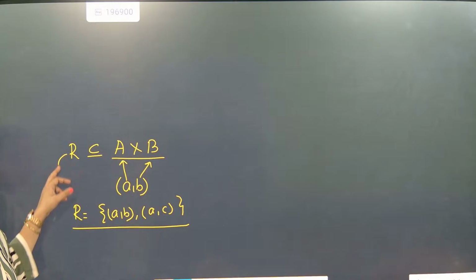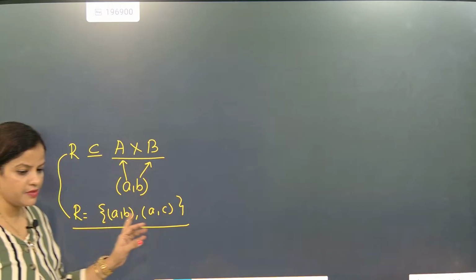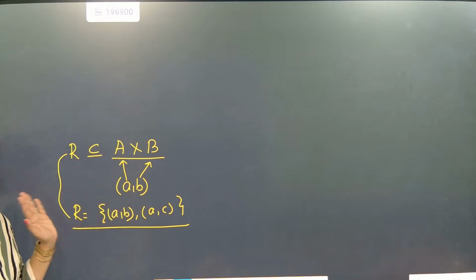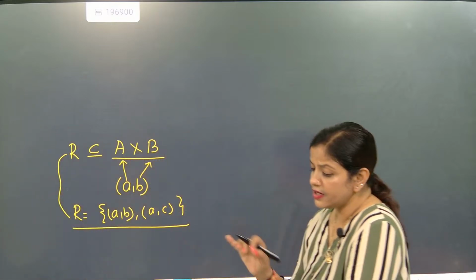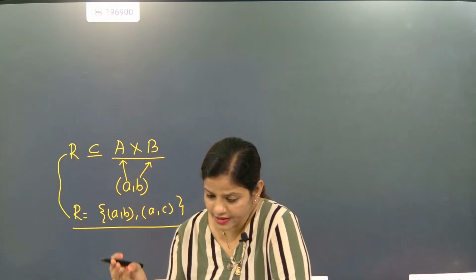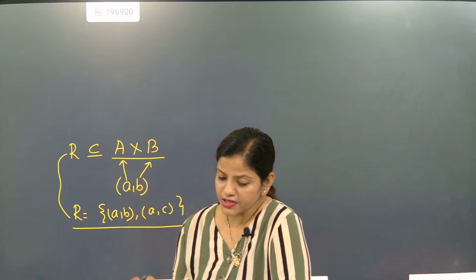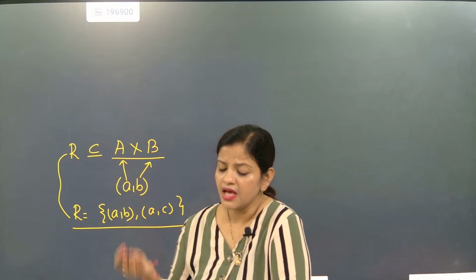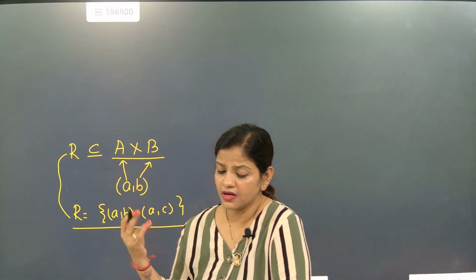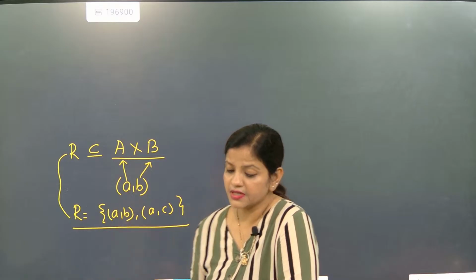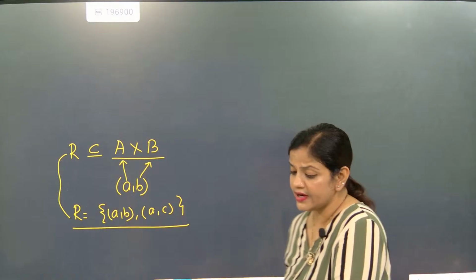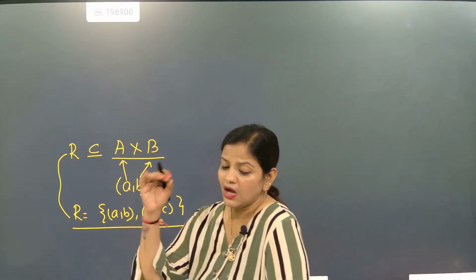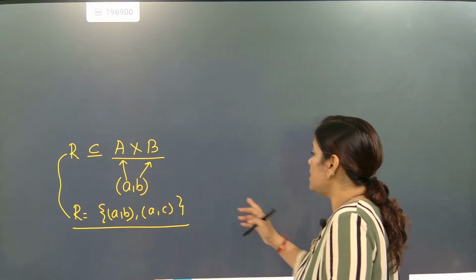Now look at it. R is a subset of A cross B. First element, second element, it will be presented like this. This is a way of presentation of relation. Already you know that there are different types of relation. Identity relation is there, reflexive relation is there, symmetric relation is there, anti-symmetric relation is there, transitive relations are there. Different types of relations are there one by one. Now we are going to identify, by solving the questions, how many relations are possible. At the time of solving questions itself I'm going to explain.